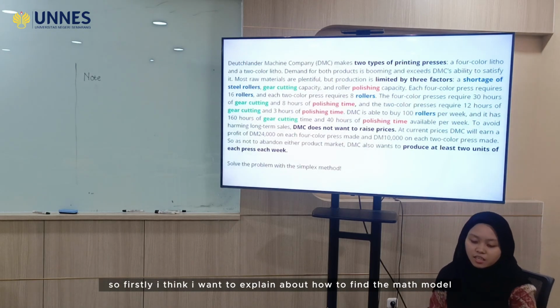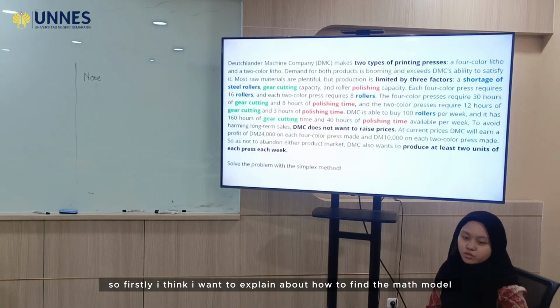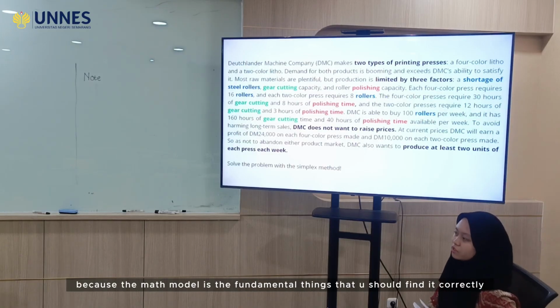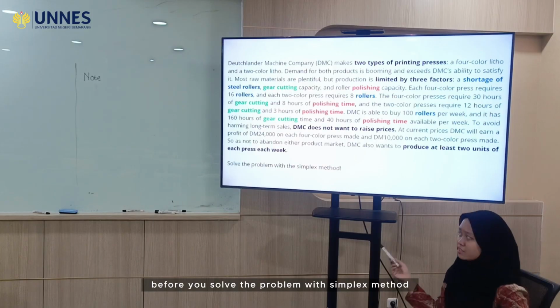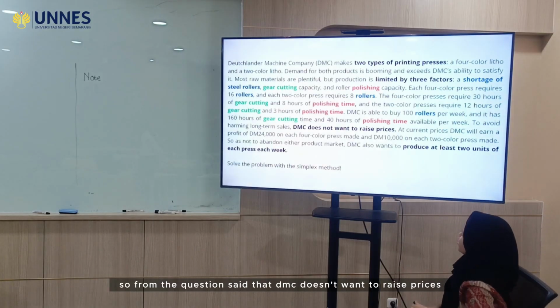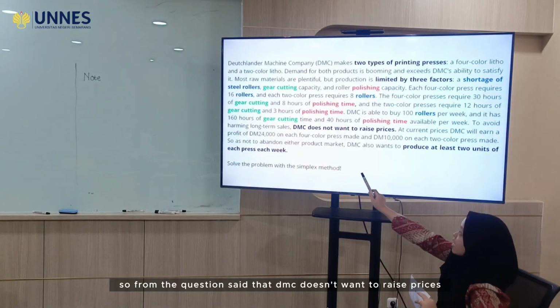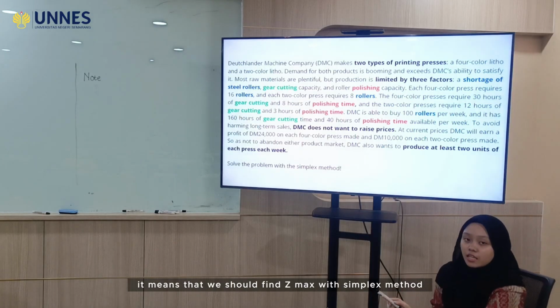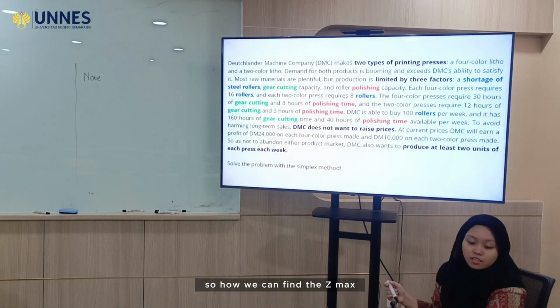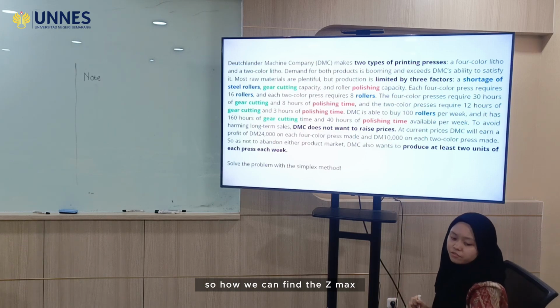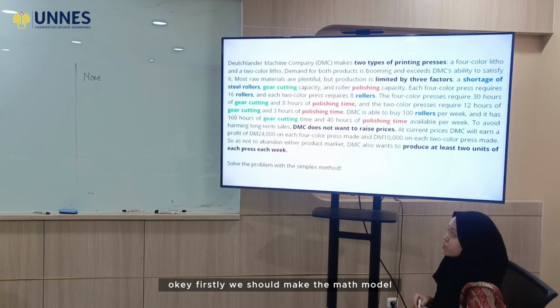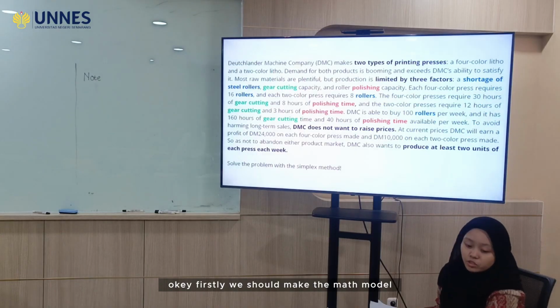So firstly, I want to explain how to find the mathematical model, because the mathematical model is the fundamental thing that you should find correctly before you solve the problem with the SIMPLEX method. From the question, it said that the company doesn't want to raise prices. It means that we should solve it with the SIMPLEX method. So how can we do that? Okay, firstly we should make the mathematical model.